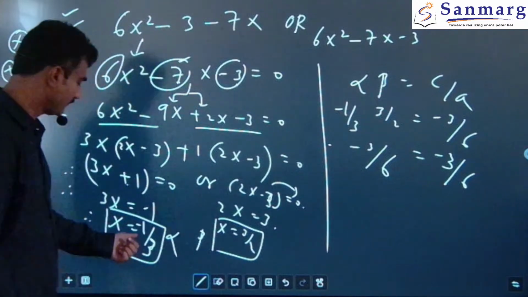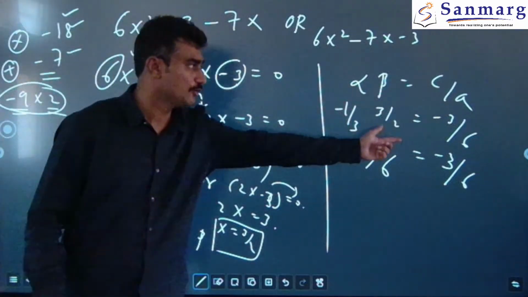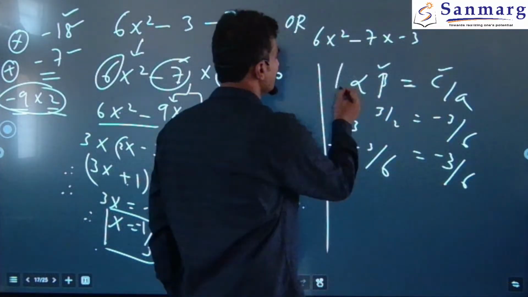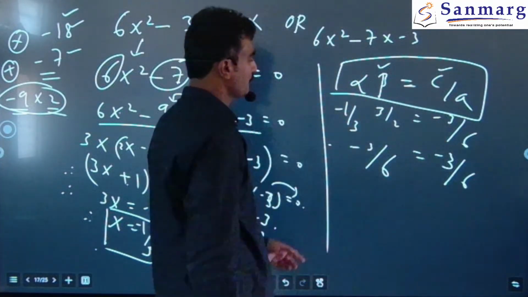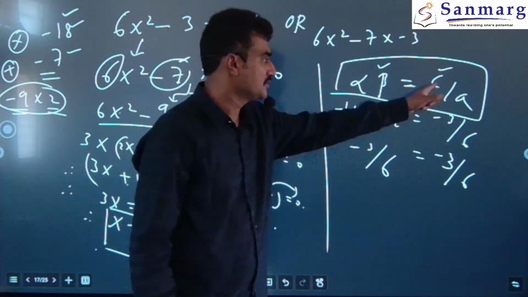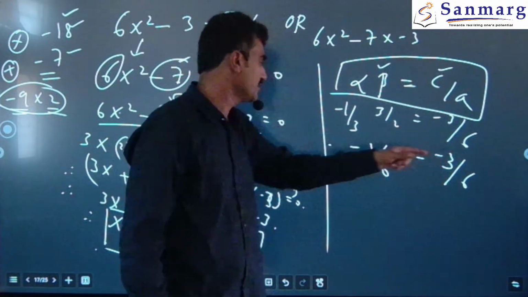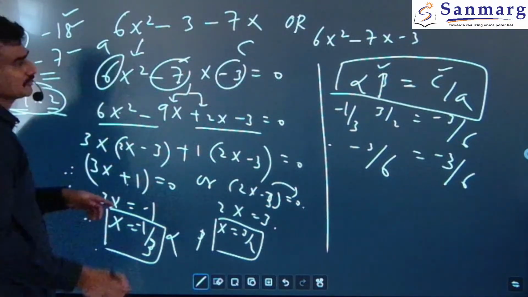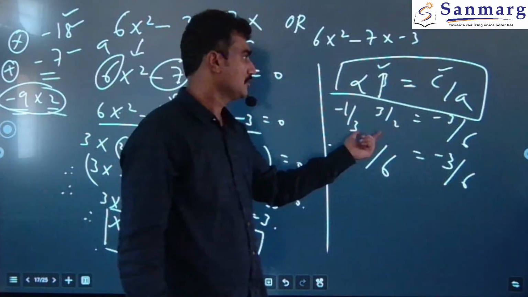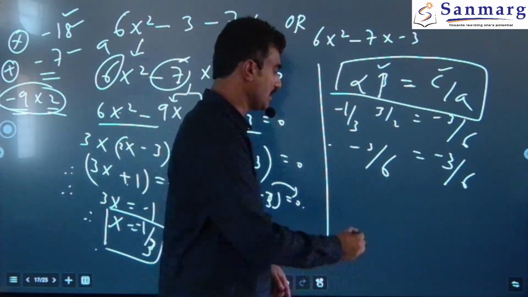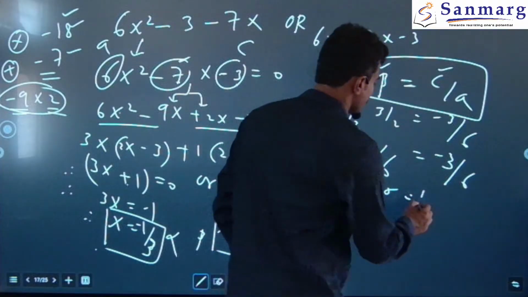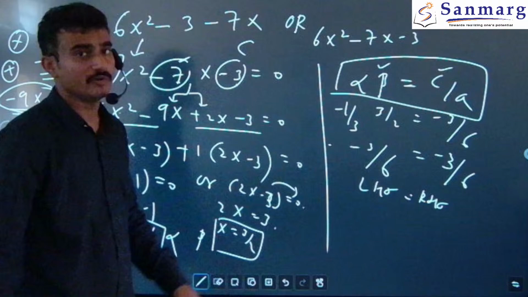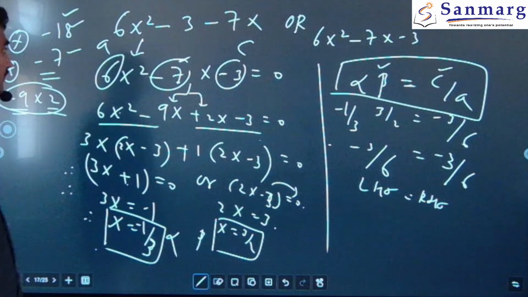So the value of alpha is minus 1 by 3, the value of beta is 3 by 2. Alpha beta should be equal to c by a. So minus 1 by 3 into 3 by 2. C value is minus 3, a value is 6, so c by a is minus 3 by 6. So the product of the roots is minus 3 by 6. Therefore LHS is equal to RHS. This is the relationship between the zeros and coefficients.